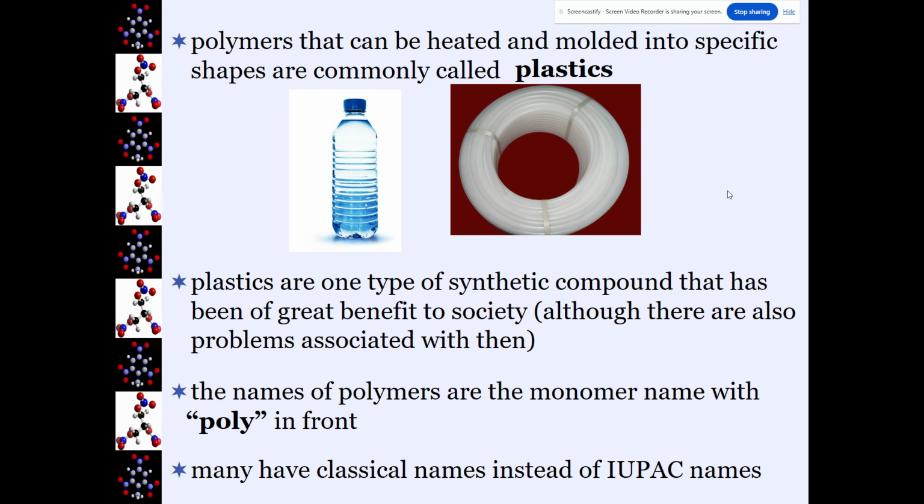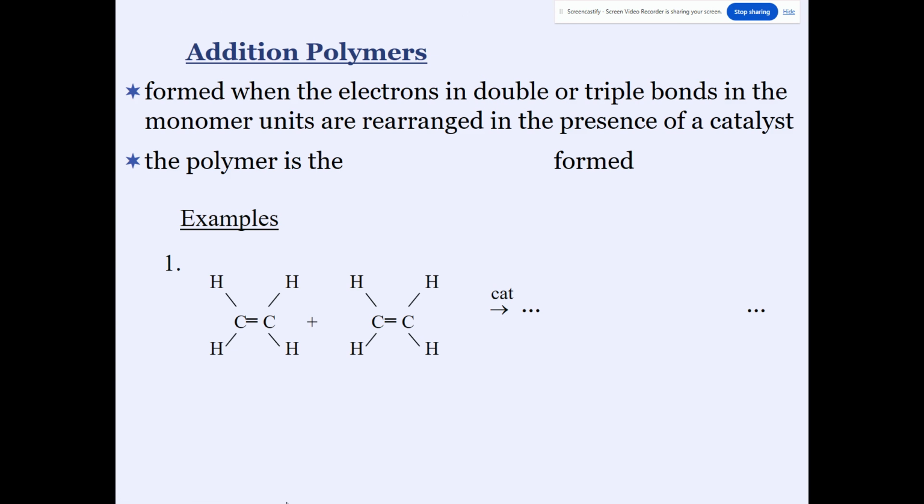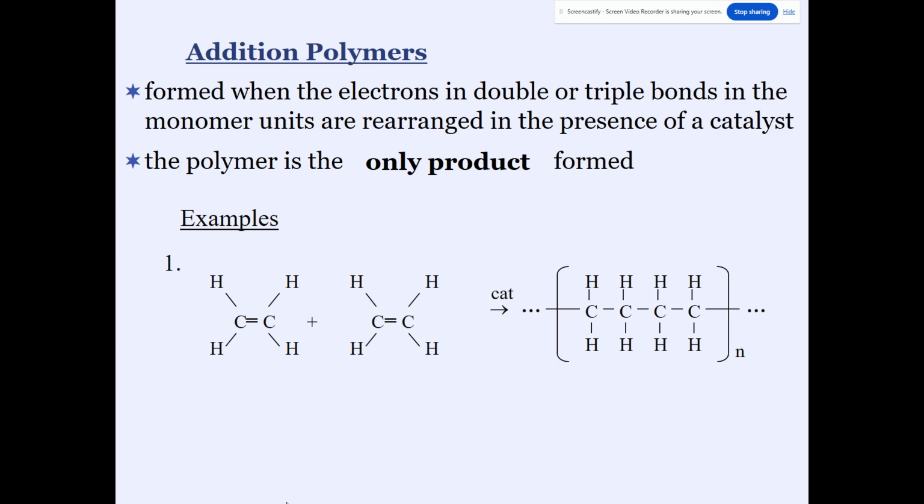Now, when it comes to naming a polymer, all you need to do is put the word poly in front of the monomer name. So if I have my monomer as ethene, it'll become polyethene. They also have some classical names, and we'll look at those as well. So this is my example of forming polyethene.